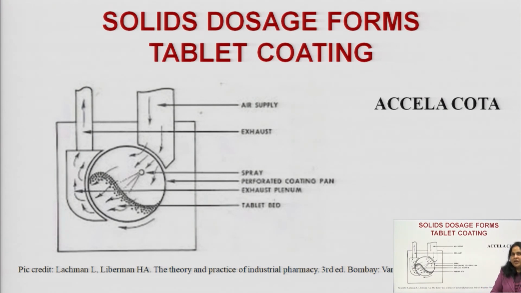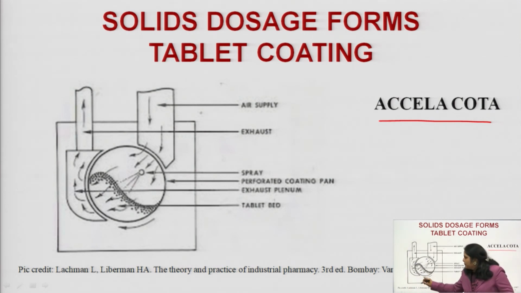Now, the next modification came with the Accela Cota pan. Ultimately it made use of a perforated pan; earlier there were no perforated pans. In the Accela Cota, they made use of perforated pans, and the movement of air was only one way. There was no two-way movement. The air was coming from the same side and going out from the same side. So, ultimately the air was coming from here.